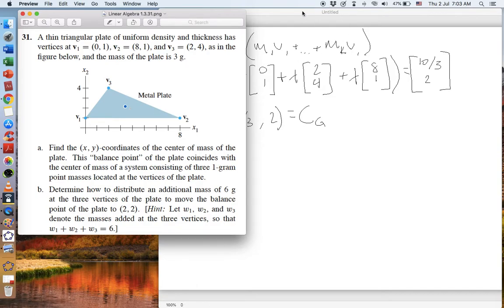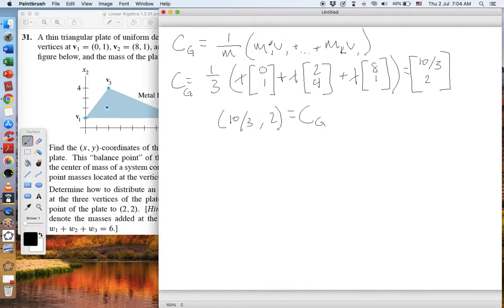That's fairly intuitive. In part B, determine how to distribute an additional 6 grams at the 3 vertices. So we're going to put an additional 6 grams, W1, W2, and W3, such that the new center of gravity or center of mass is going to be at (2, 2), so we're going to shift that over to the left by 1 1/3. We don't know what W1, W2, and W3 are, but we know the sum of those is equal to 6. We're going to put a little bit here, a little bit here, and a little bit here in order to get that new center of gravity.